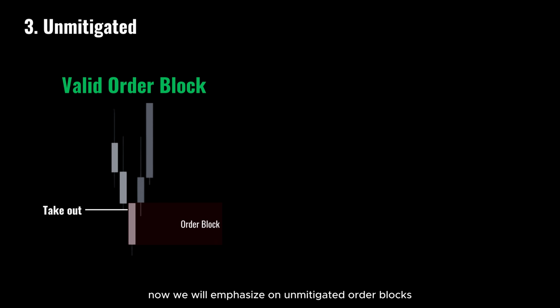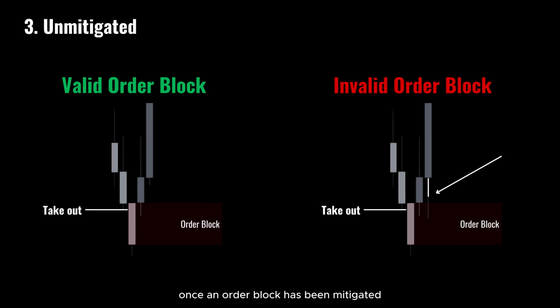Now, we will emphasize unmitigated order blocks, considering them as one-time use. This means we focus on trading opportunities when price first enters an order block. Once an order block has been mitigated, we do not consider it as an area of interest for trading. By understanding and applying these criteria, we can enhance our ability to identify valid order blocks and strategically use them to our advantage in the dynamic market.